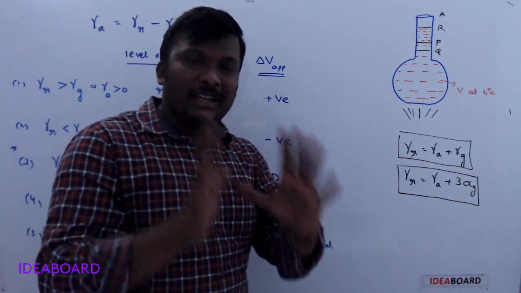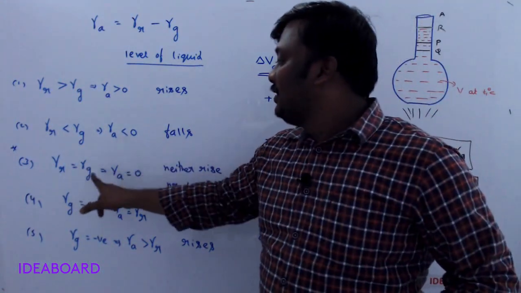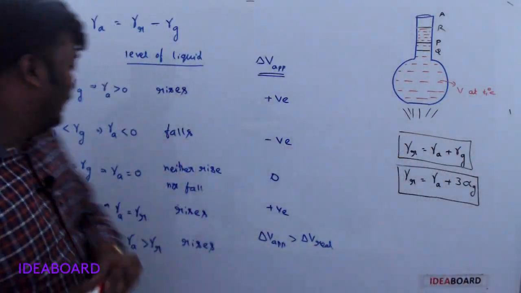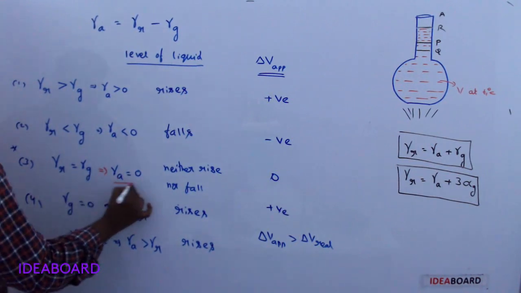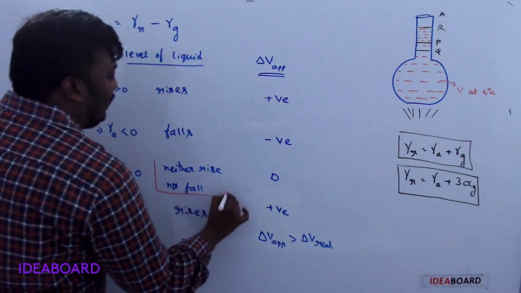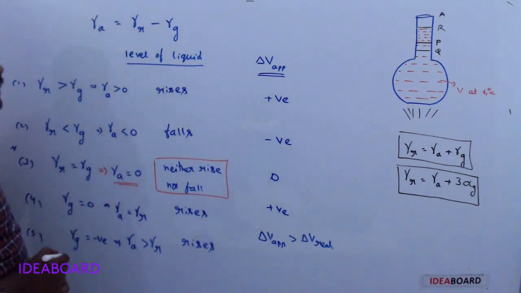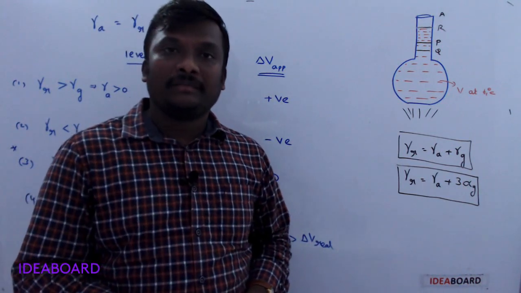After this, what is the most important thing? The third point: if gamma R is equal to gamma G, then what happens? The coefficient of apparent expansion is 0. The level of liquid neither rises nor falls, meaning no variation. Understand?